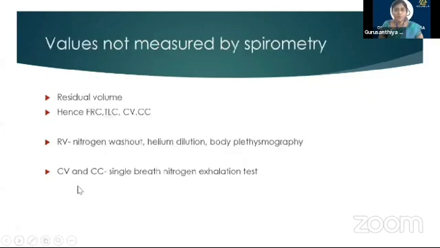So what are the volumes which are not measured by spirometry? It is the residual volume. Hence, whatever includes the residual volume cannot be measured by spirometry. So what do we use to measure? It is the nitrogen washout technique, helium dilution technique, and body plethysmography. In the case of closing volume and closing capacity, it is a single breath nitrogen exhalation test.